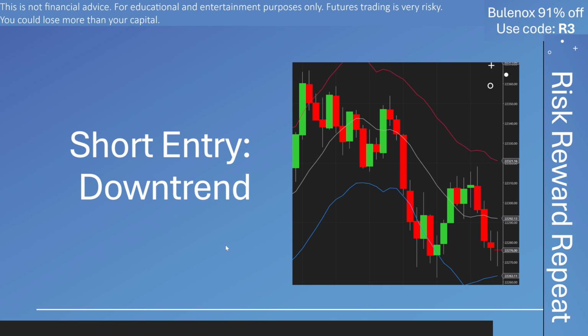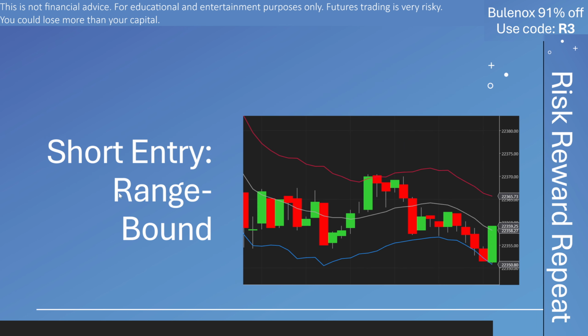Right? What about a range-bound market? Well, when it's range-bound, we look for a green bar to close above the red line, which is the upper line, immediately followed by a red bar. We go short right here, targeting 5 points as a very basic target, and for advanced traders, the midline or the blue line. All of those targets would be hit, right?